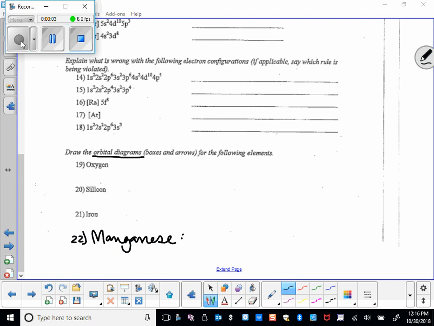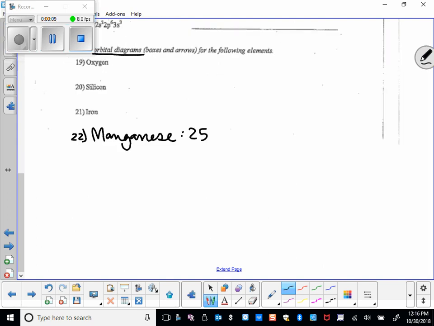So manganese has how many electrons when it's neutral? 25. Is that right? Can someone give me the electron configuration of manganese? Who wants to do that? Yes, DJ. What is the electron configuration of manganese?